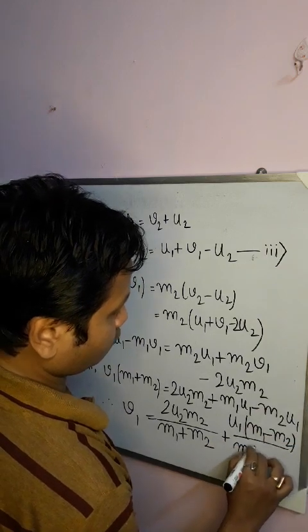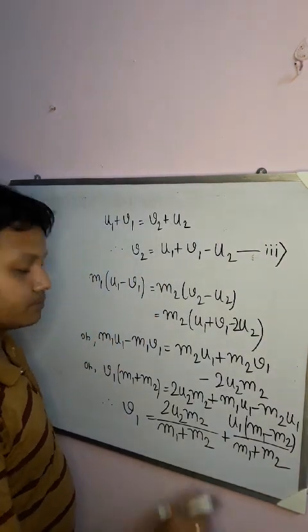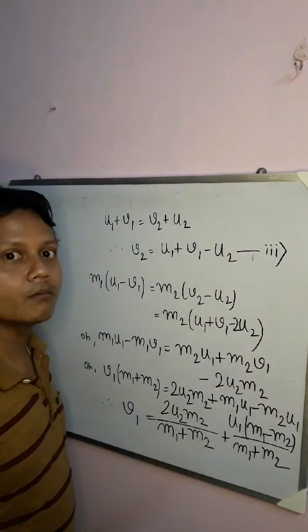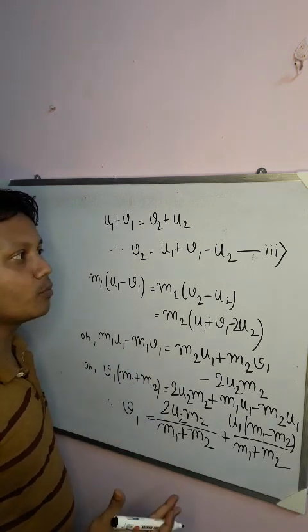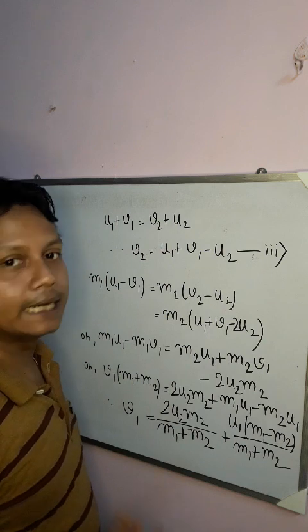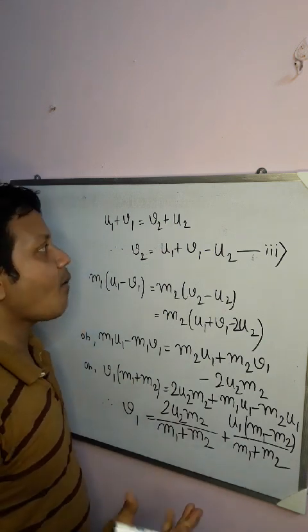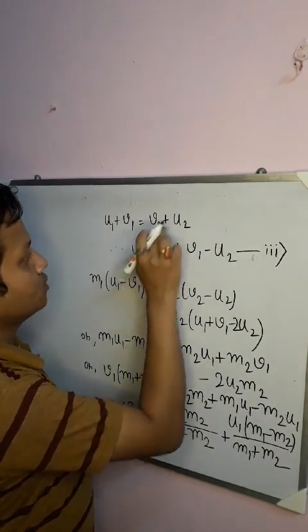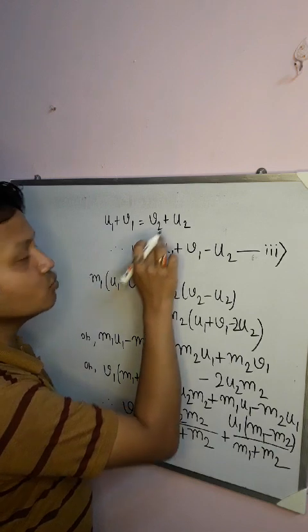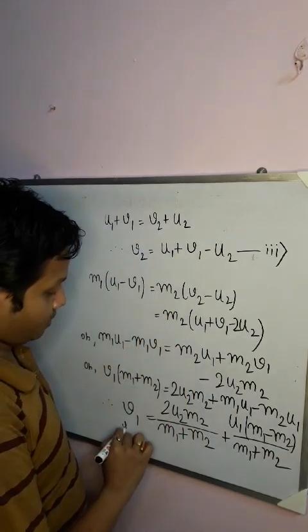So we can write v1 as 2u2 m2 by m1 plus m2 plus u1 into m1 minus m2 by m1 plus m2. So this is the expression of velocity after collision for the particle of mass m1. What we did is simply apply the law of conservation of linear momentum and energy conservation by assuming that the collision is elastic. After dividing these two equations we get this. If we find the value of v2 and put it in the previous equation, we find v1.